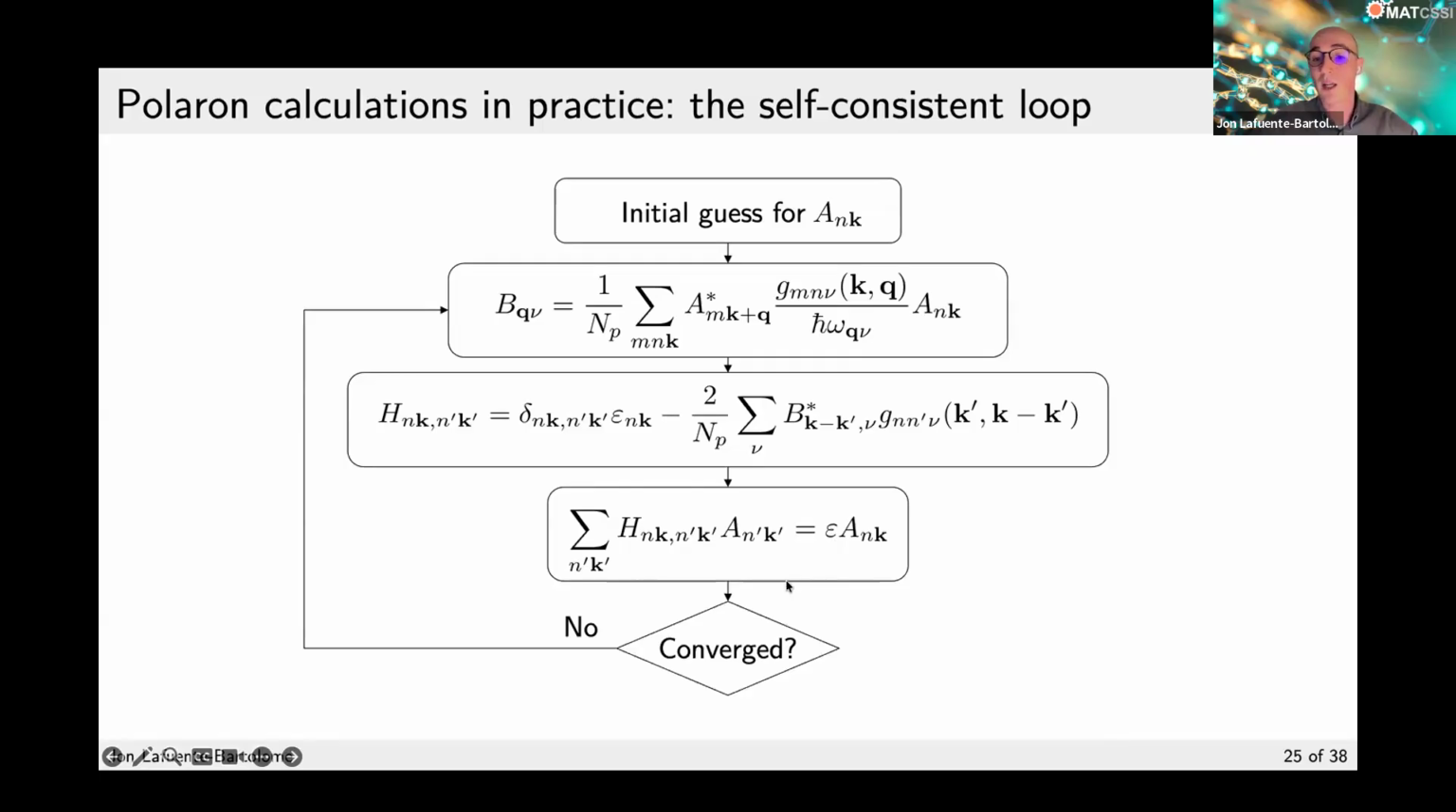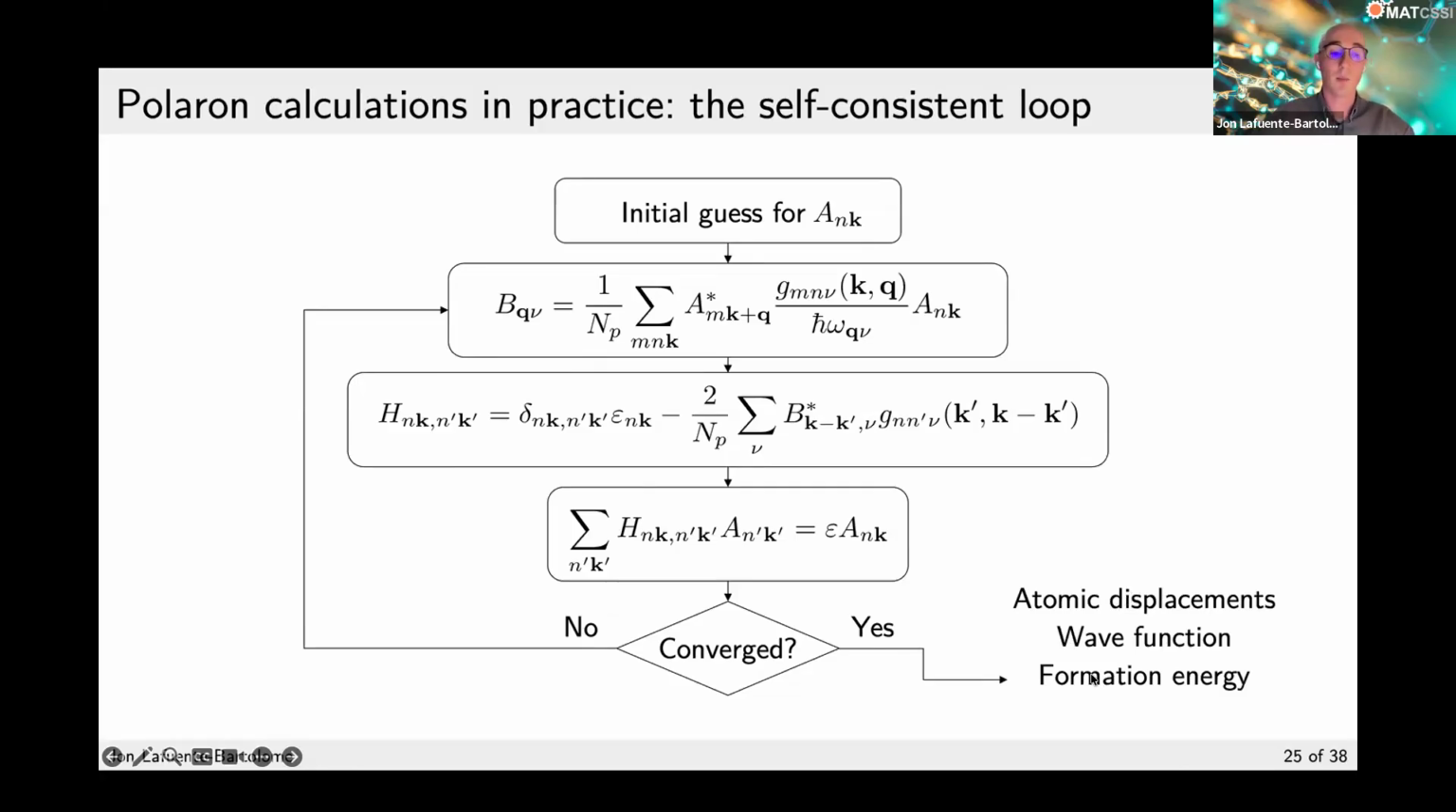And at this point, one can compare the A_k coefficients that we obtain with the initial A_k coefficients that we set as initial guess. And if they look very different, we go back to this step of the loop and we repeat until self-consistency is achieved. And after this is done, we can move on to plot the wave functions, the displacements, and the formation energy, and post-process the calculation.